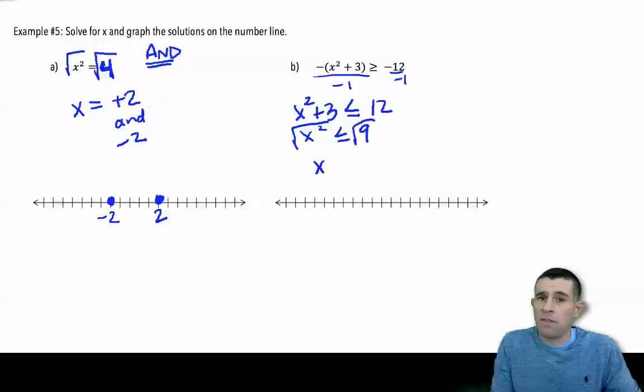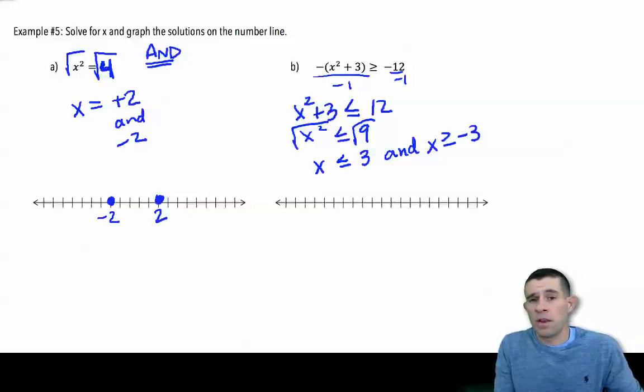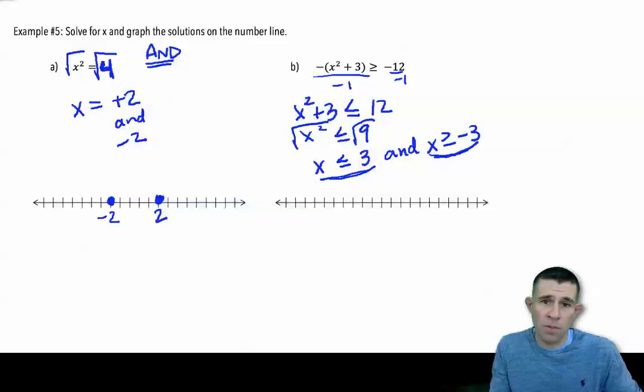So when I do that, I have x is less than or equal to +3, and x is greater than or equal to -3. So when I take that square root in an inequality situation, I'm going to solve for the positive value. That will keep the sign pointing the same direction. But then I must also consider the negative value, and that will change the direction of the inequality. So now I have all values greater than or equal to -3, but less than or equal to +3.